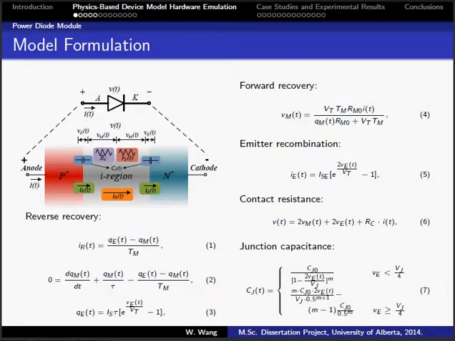The hardware design begins with the power diode module. As can be seen from the figure, the physics power diode model contains 5 major phenomenological characteristics, including reverse recovery, forward recovery, emitter recombination, contact resistance, and junction capacitance.